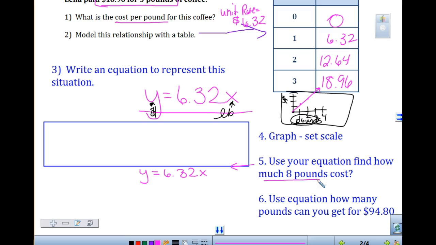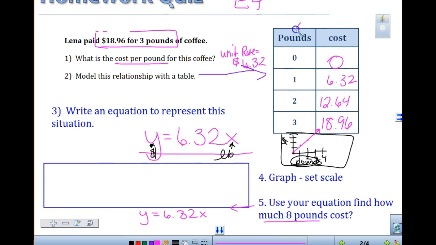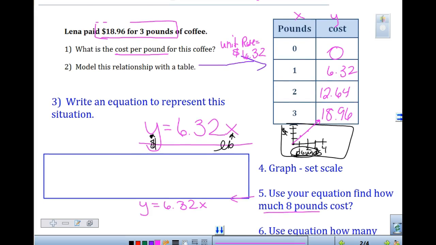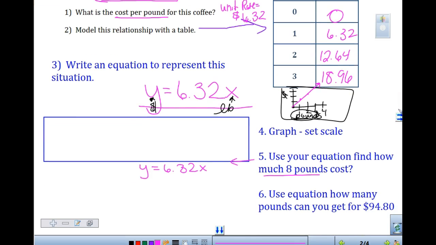X. And if you look up above at this table, right? Look at, this was our x, this is our y. Pounds, cost. Pounds, cost. So, when I look for your work tomorrow on the quiz, this is what I'm going to look for. I'm going to look for you telling me y equals 6.32 times 8. Make sure you label your answer with dollars.